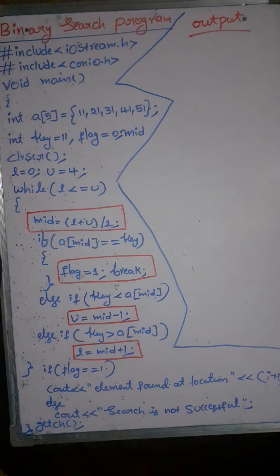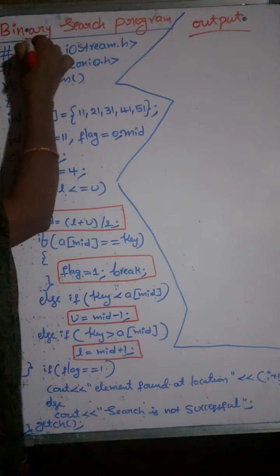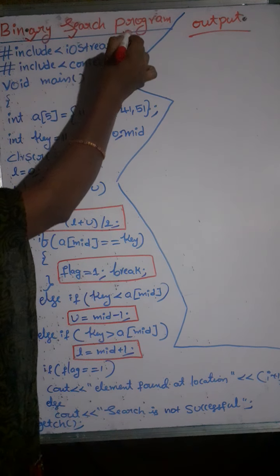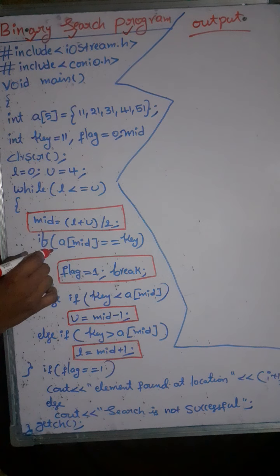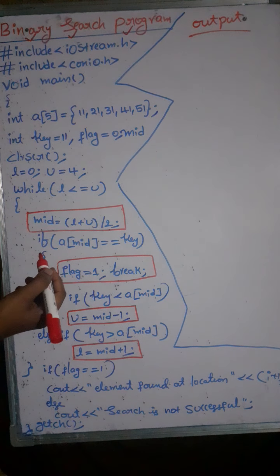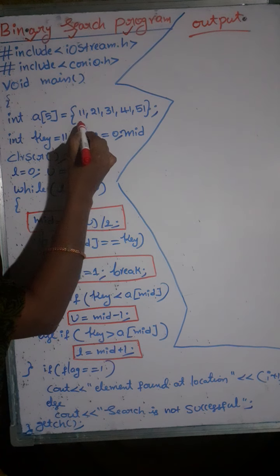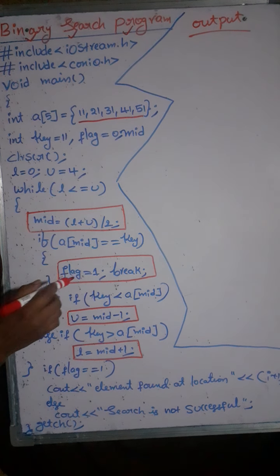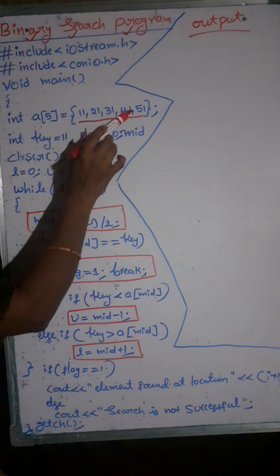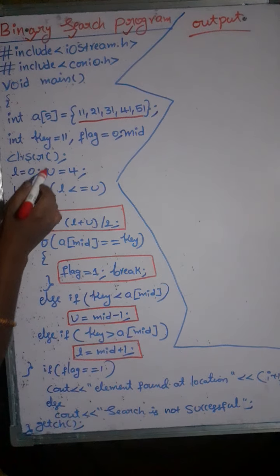In this video, I am going to explain one of the searching methods, that is binary search. I'll write the program for binary search and I'll write down the comparison part also. So we know that in order to apply the binary search method, first the elements in the list should be in sorted order. So I have taken one sorted list here. It contains 5 elements.